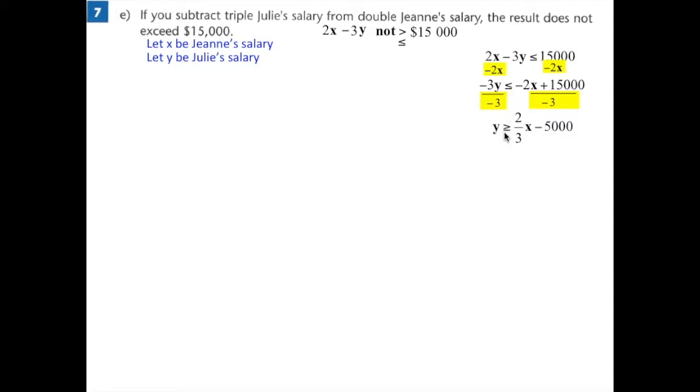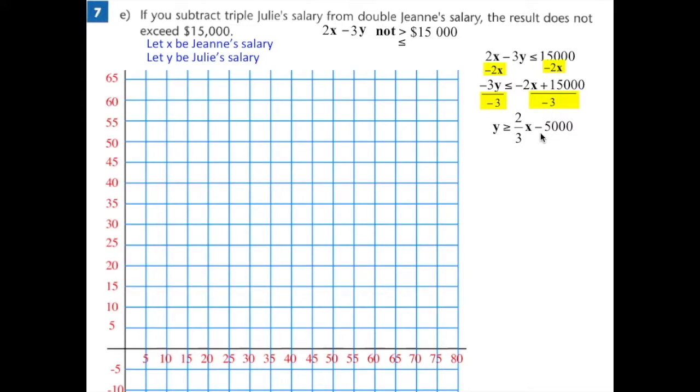So y is greater than or equal to negative 2 divided by negative 3. A negative divided by a negative is a positive, and then 2 divided by 3, 2/3 x. Minus 15,000 divided by 3. Okay, a positive divided by negative is negative. 15,000 divided by 3, like 15 divided by 3 is 5,000. This tells us the slope. This value is our b value, our initial value, negative 5,000.